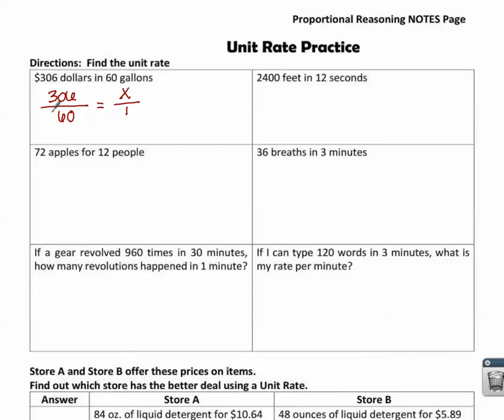Remember, order matters, so if you have money on top in the numerator for the first fraction, you need money in the numerator for the second fraction. You want to do the butterfly method, which simply means you multiply the denominator of the first fraction times the numerator of the second fraction. So you get 60 times x, which is 60x, equals, now you create the second wing by multiplying the numerator of the first fraction times the denominator of the second fraction. 306 times 1 is 306.